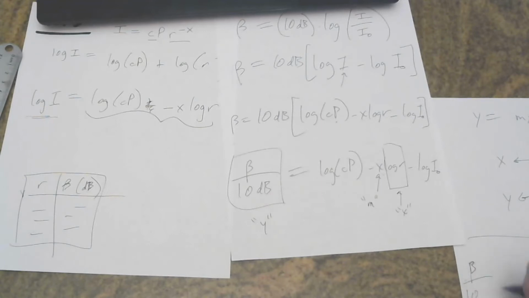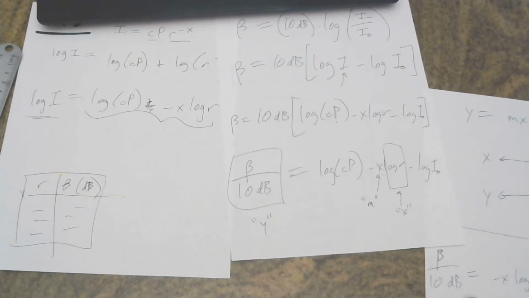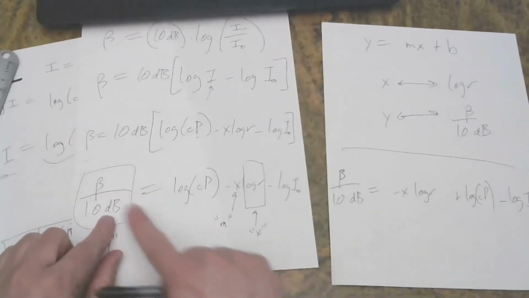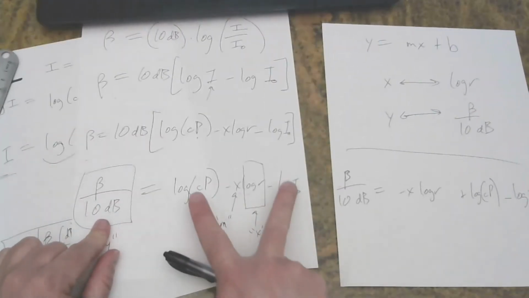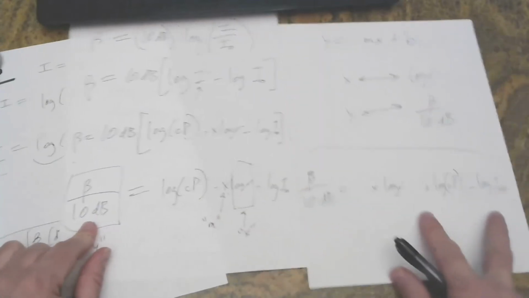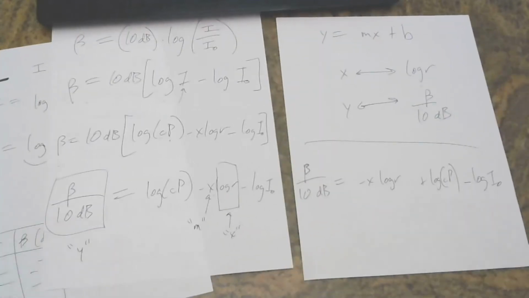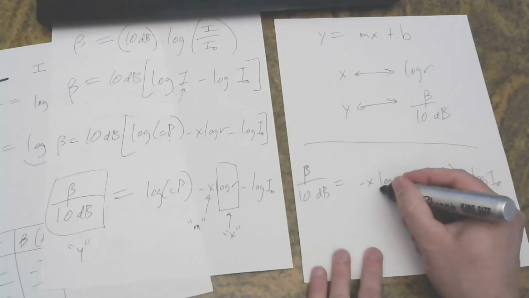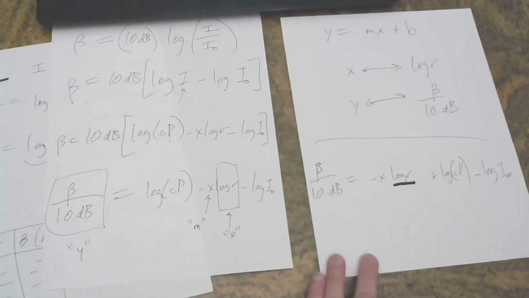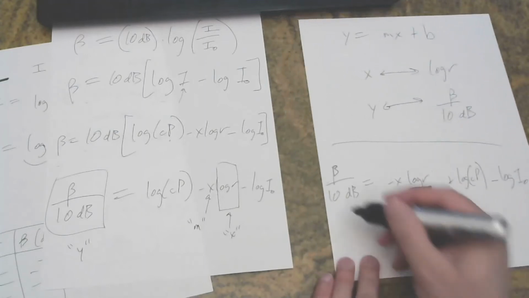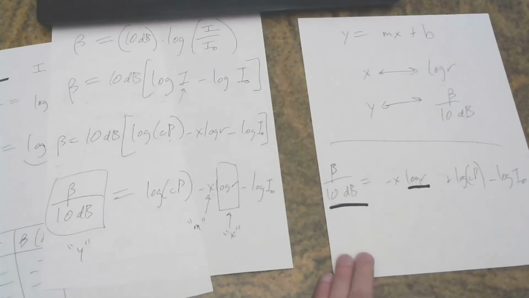Beta over 10 equals, and then plus log CP minus log of, oh, I'm sorry, I'm totally off screen there. Okay, what I've done is taken this equation and just collected the constants on the right side. And when I do that, this will be the horizontal coordinate that I plot. This will be the vertical coordinate that I plot.